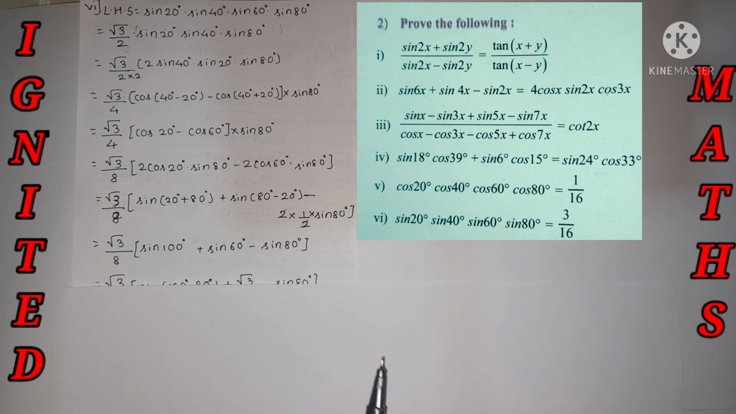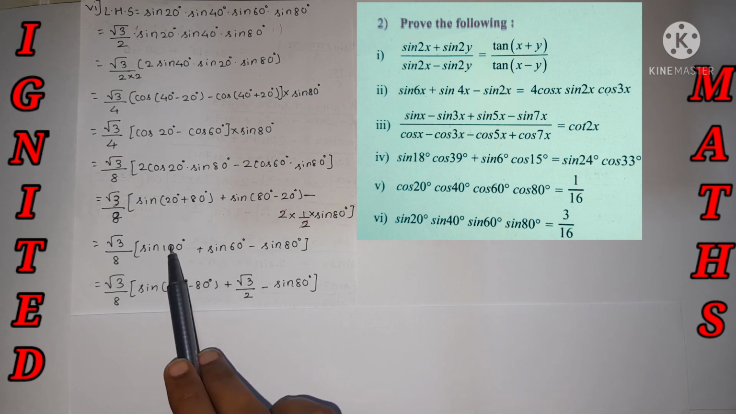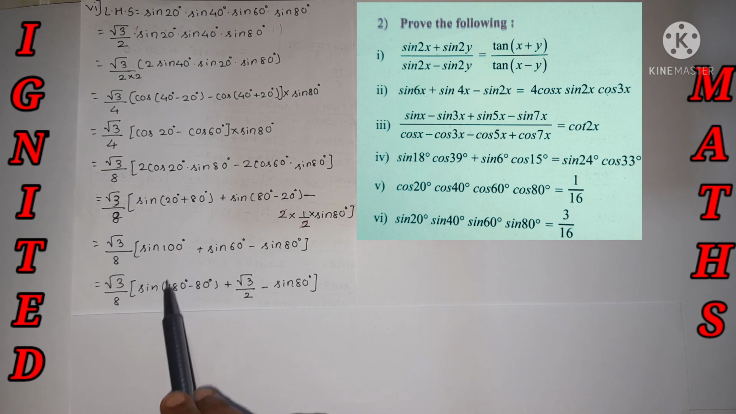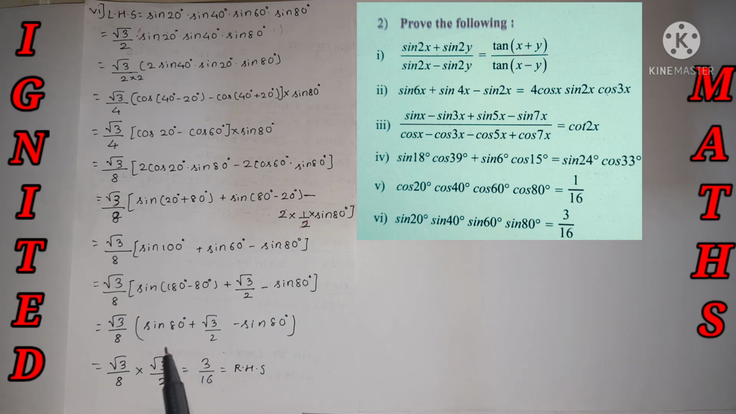Yes, again we need to multiply and divide by 2. So over here sine 60 is nothing but root 3 by 2, and sine 100, yes, it's nothing but 180 minus 80, so I can use the formula by the allied angles. Yes, it's nothing but sine pi minus theta, and the value will be sine theta, plus root 3 by 2 minus sine theta. So the sine theta and sine theta cancel off, and just putting in the values, we'll be getting 3 by 16. That is nothing but the RHS value.